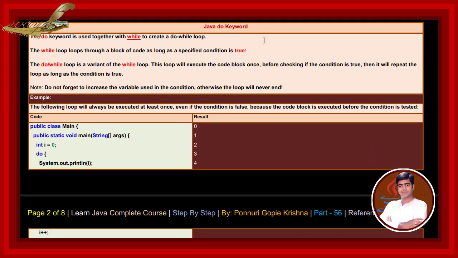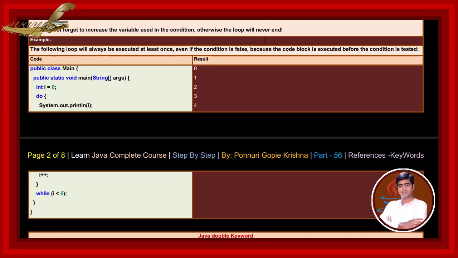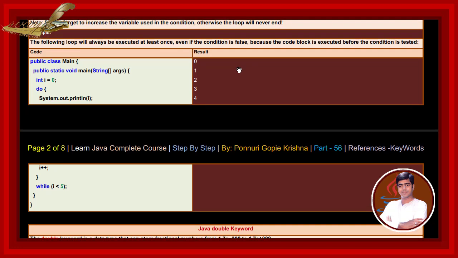See the example. The following loop will always be executed at least once, even if the condition is false, because the code block is executed before the condition is tested. See the example. If we write and execute this code using the do keyword, we see 0, 1, 2, 3, 4 printed.